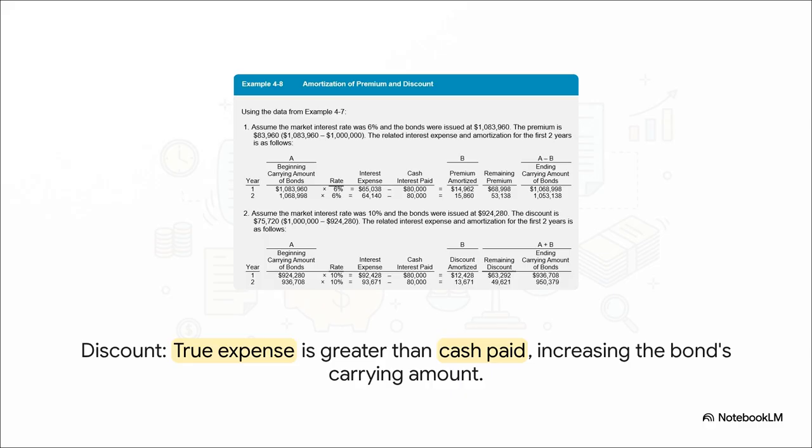Here, the company offered 8% when the market demanded 10%, so they got less cash up front. This means their true interest expense is actually higher than the cash they're paying. The table shows they pay out $80,000, but the expense on their books is over $92,000. That difference gets added back to the bond's value each year. In both situations, the goal is the same, to get that bond's carrying value on the books to move step by step right back to its face value so it lands there perfectly on the day it matures.